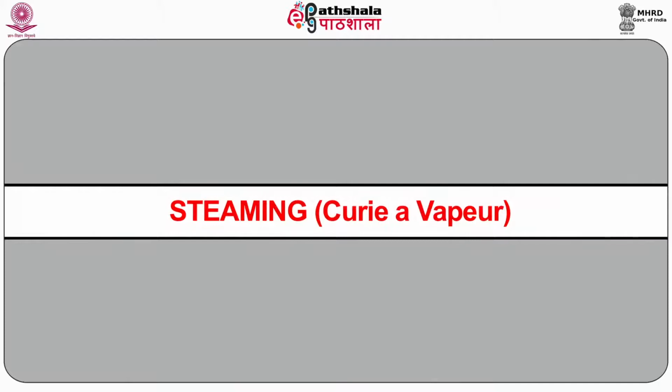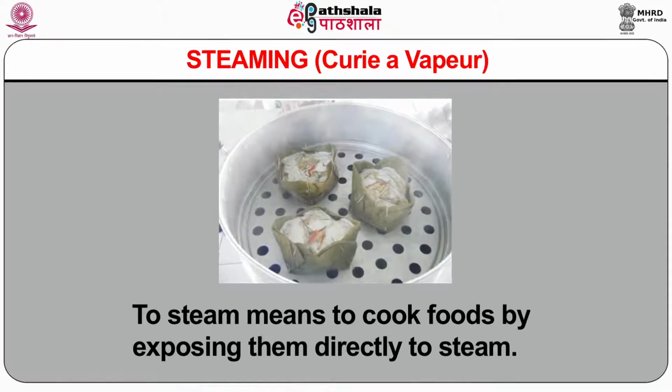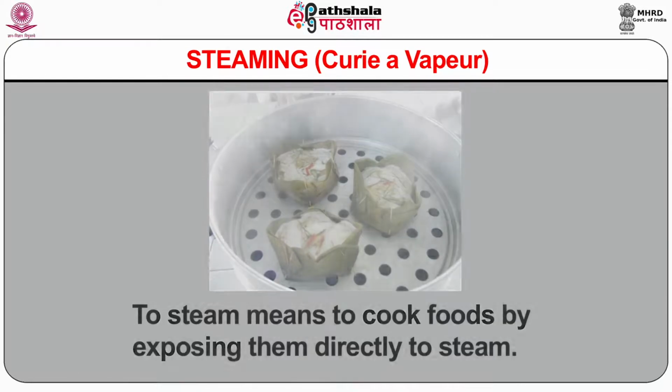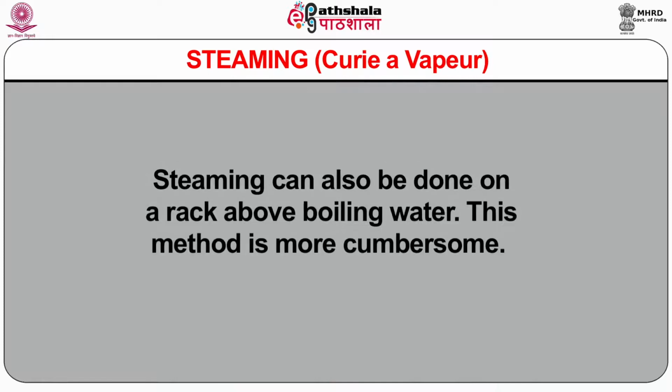Steaming, cuire à la vapeur. To steam means to cook foods by exposing them directly to steam. In quantity cooking, this is usually done in special steam cookers. These are designed to accept special pans. Steaming can also be done on a rack above boiling water. This method is more cumbersome.